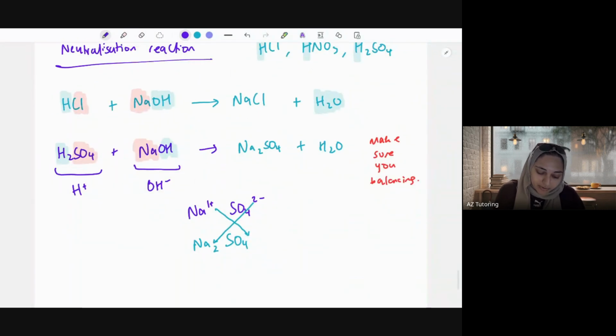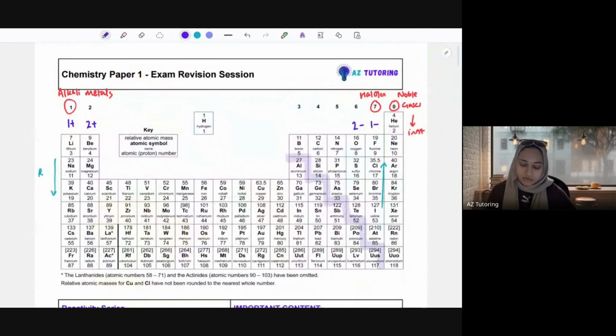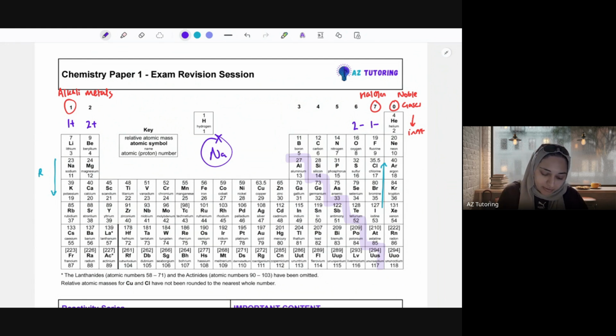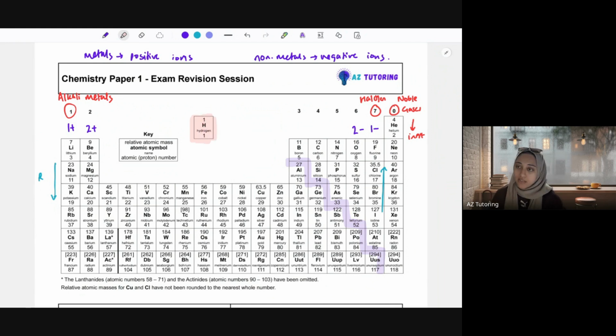Now, let's talk a little bit about hydrogen. We've just said that all metals become positive ions. So for example, sodium has 1 outer electron, so it loses that electron and it becomes a positive ion. So all metals become positive ions. Just write that here. So metals become positive ions. And all non-metals become negative ions. But there's one exception to that. That exception is hydrogen. So hydrogen is the only non-metal that becomes positive. So this is the only one that becomes H+.